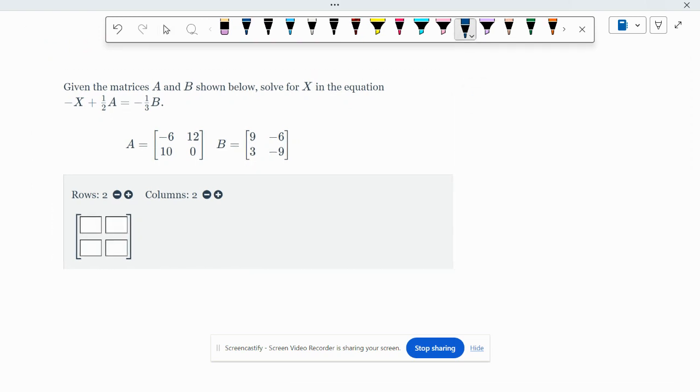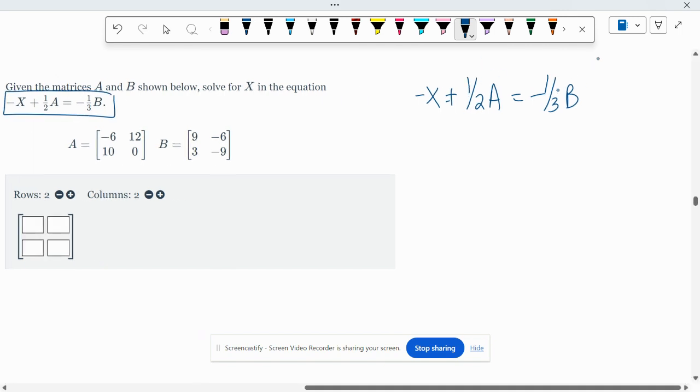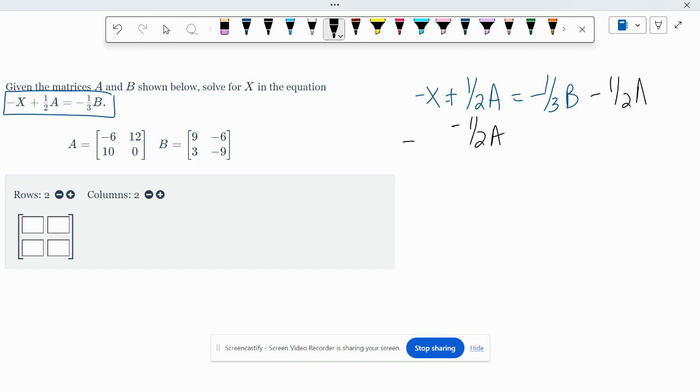Negative x plus 1/2 a equals negative 1/3 b. Got that from right here. Okay. So the first thing that I want to do is get x all by itself. I'm going to do that by subtracting 1/2 a from both sides. Minus 1/2 a. So when I do that, I have negative x equals negative 1/3 b minus 1/2 a.